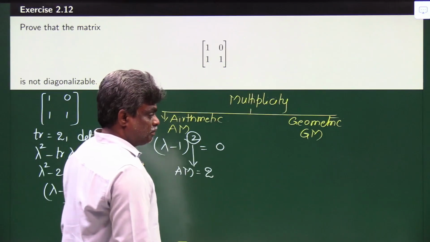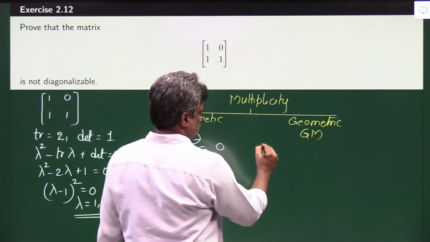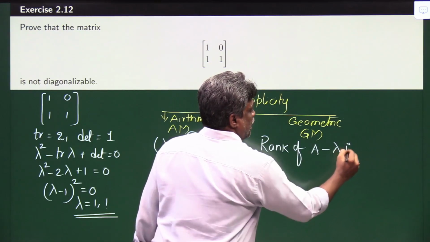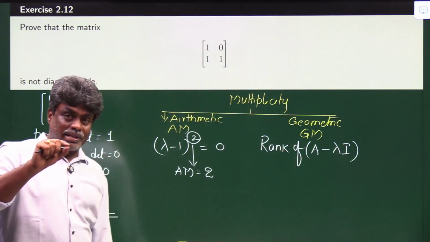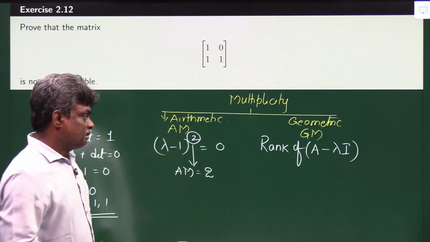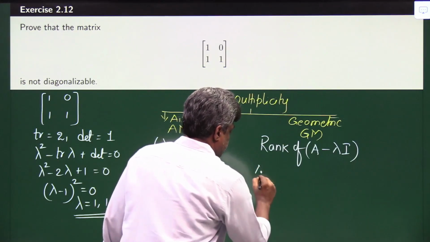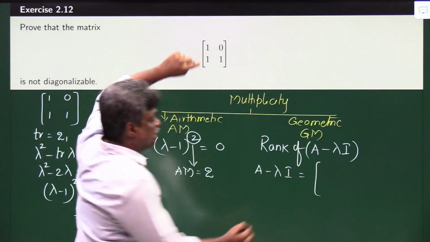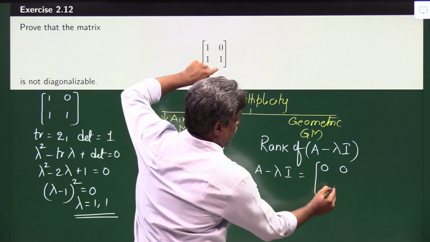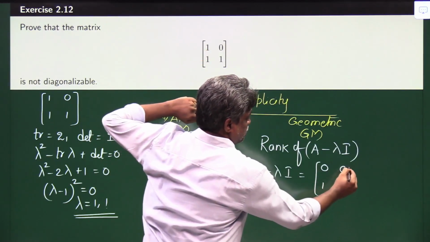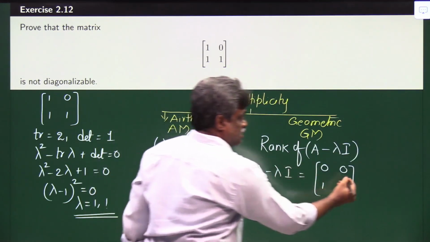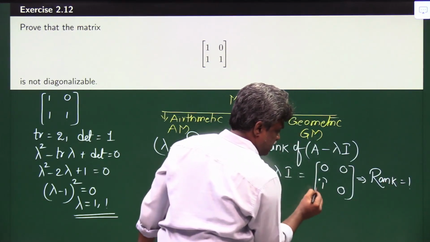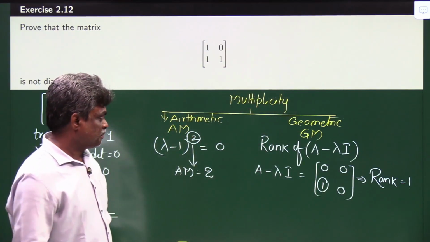Okay, so now what is this geometric multiplicity? Geometric multiplicity is simply the rank of the A minus lambda I matrix. You have to find the rank of the A minus lambda I matrix. First let me find this A minus lambda I. The A minus lambda I matrix is nothing but just subtract 1 from the diagonal, so the diagonal is 0, and this 1 as it is. Now if you see carefully, the rank of this matrix is equal to 1 because here we have one non-zero element.